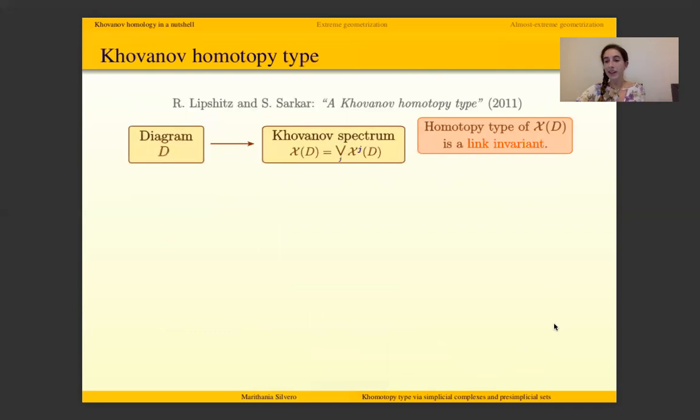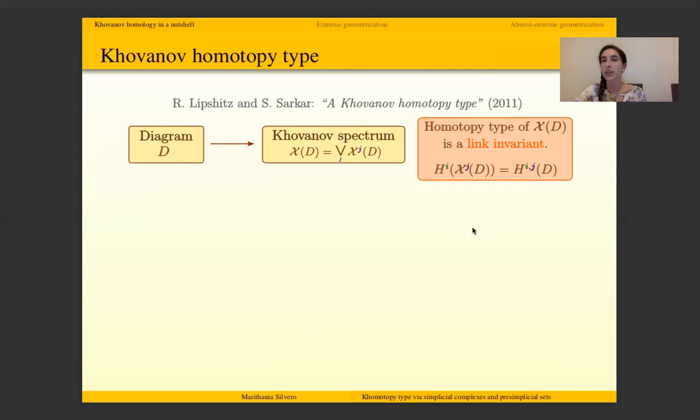Lipshitz and Sarkar introduced a refinement of Khovanov homology, and they call it the Khovanov spectrum or Khovanov homotopy type. Their first paper on this subject was titled A Khovanov Homotopy Type, and it was published in 2011. What they did, in very, very few words, is that starting from a diagram, they associate a spectrum that they call the Khovanov spectrum in such a way that the homotopy type of this spectrum is a link invariant. And even more, the cohomology of this spectrum equals the Khovanov homology of the diagram, okay? Of the link, let's say.